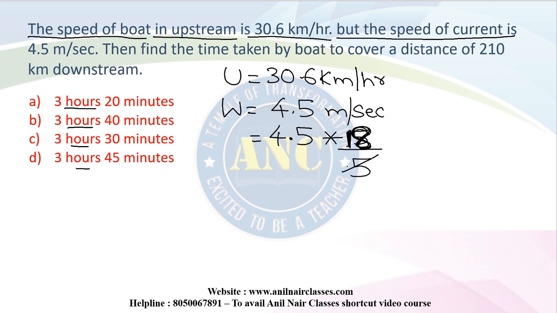So 5 into 9 is 45, but it is 4.5. So it is 5 into 0.9. 18 into 9 is 162, but it is 0.9, so it should be 16.2. So the speed of water current is 4.5 meters per second, or it is also true, it is 16.2 kilometers per hour. Both are absolutely same.